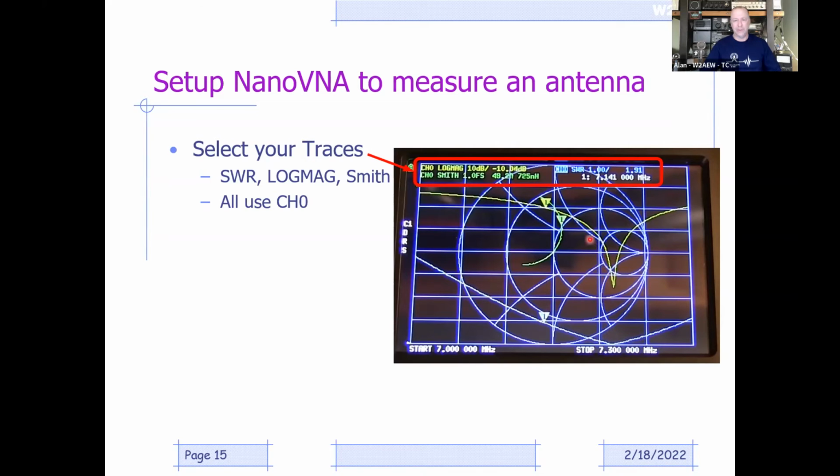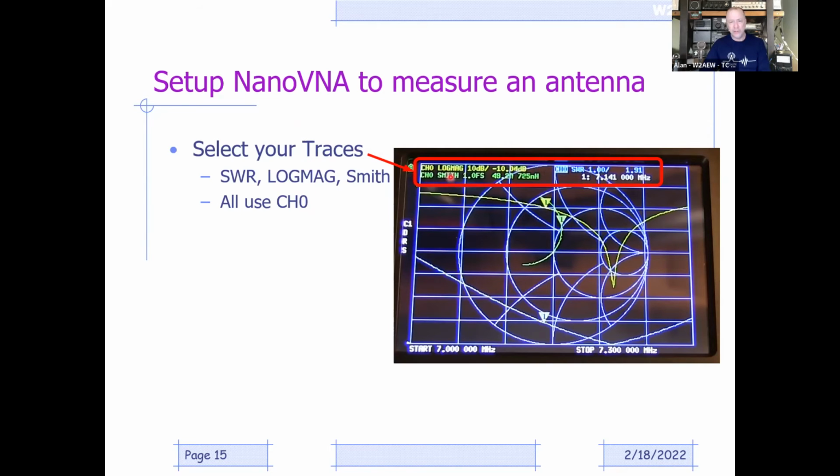So the log magnitude of S11 can give you sometimes a clearer point of where your minimum SWR is. And then I like also having the Smith chart up here as well, for reasons that we'll see in a moment. So you would set up the NanoVNA to turn on the traces that you want. In this case, they're all measurements on channel 0, and they're just different. One is complex impedance, one's log mag of S11, and one is SWR. And I turn the fourth trace off.